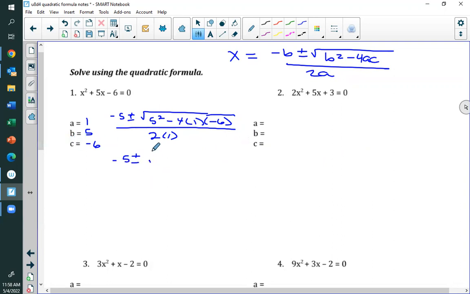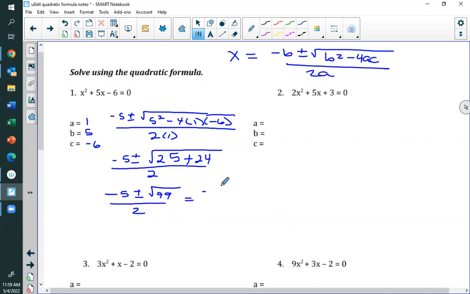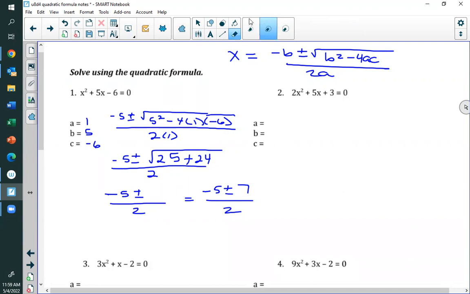Okay, so negative 5 plus or minus the square root of, I have 25. Negative 4 times negative 6 is positive 24. And that's all over 2. So I have negative 5 plus or minus the square root of 49 over 2. And of course, that equals negative 5 plus or minus 7 all over 2, right? Let me see if I can make this look more like the square root of 49. My tablet does not like 4s.